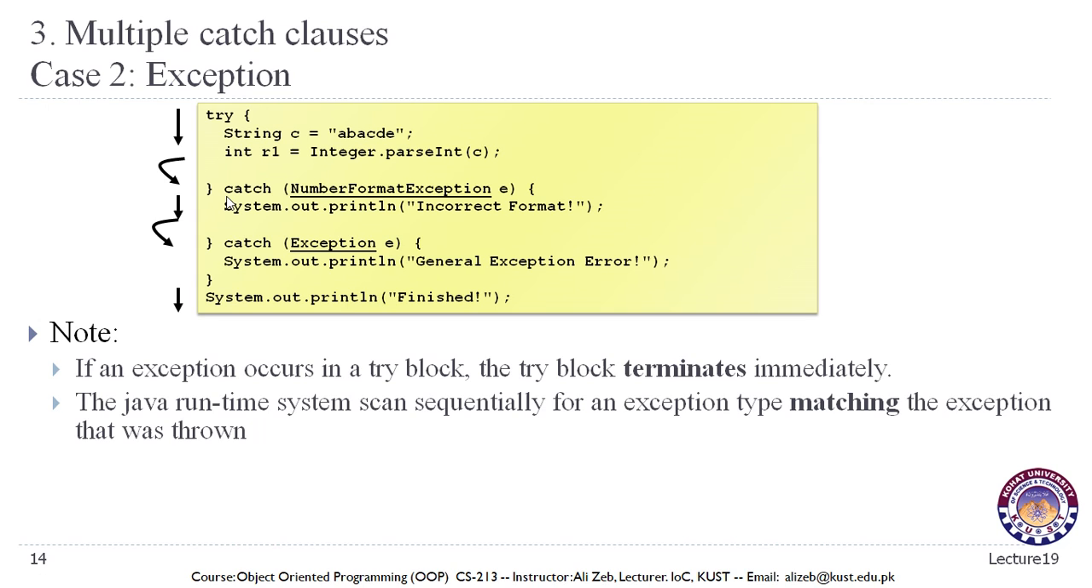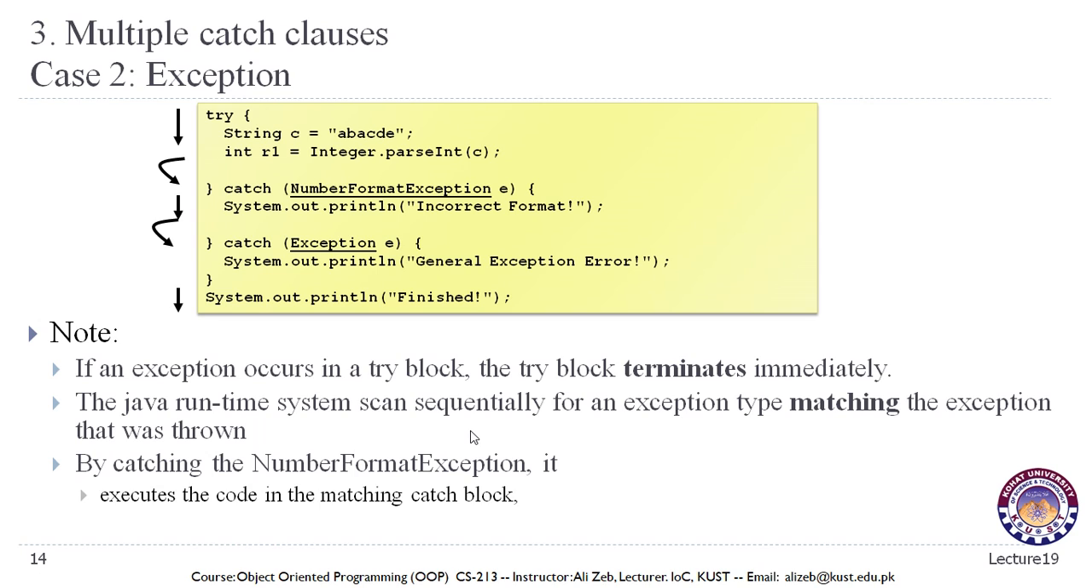The Java runtime system scans sequentially for an exception type matching the exception that was thrown. If the type of exception that has been thrown matches the exception handler class that we are trying to catch that exception with in this catch block, Java will find that exception handler. By catching the number format exception, it executes the code in the matching catch block.